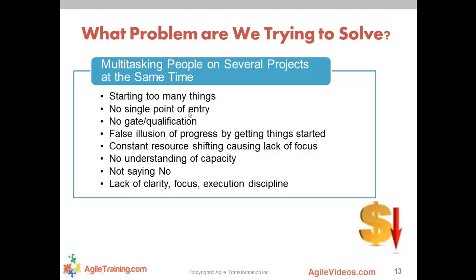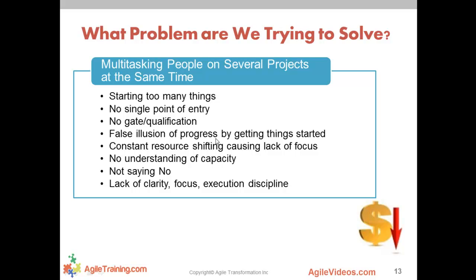No single point of entry. Projects can come in from anywhere. Your manager, your boss, your customer, your email, a phone call is how you get a requirement or something that you need to do. There's no real qualification gate in some organizations, or quite frankly, the qualification gate is so heavy and so thick that everyone goes through the exception process.